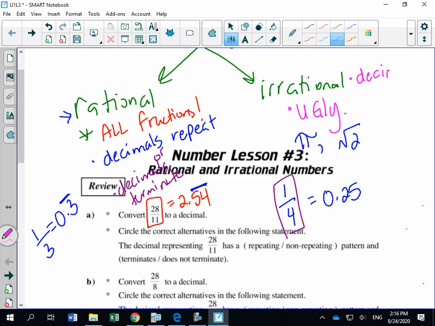So the clue for irrational is decimals. Two things have to happen. They never terminate and they never repeat, right? Because if they repeat, they're going to be rational.